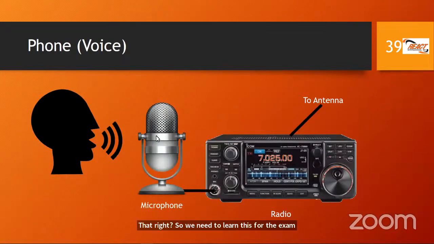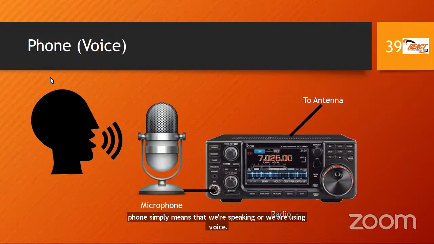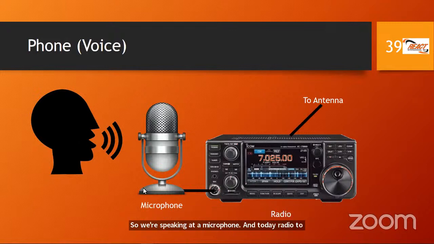All right, so again, we're just emphasizing here that anytime we talk in amateur radio about the phone mode, phone simply means that we're speaking or we are using voice. So we're speaking into a microphone, into the radio to talk. So that's phone. We'll come across it later on in the course when we say we're using phone. It's speech, or we are talking.